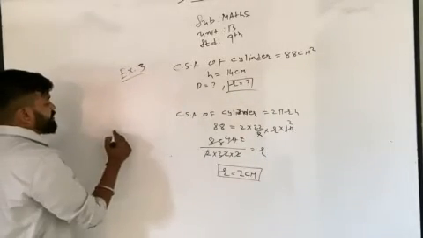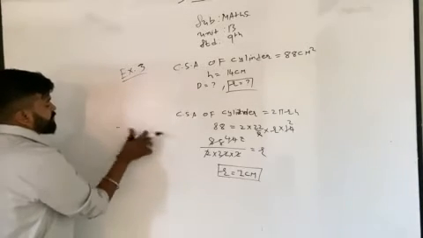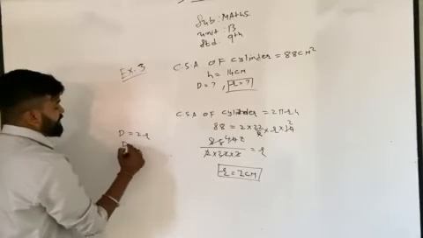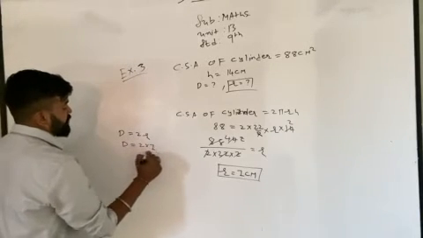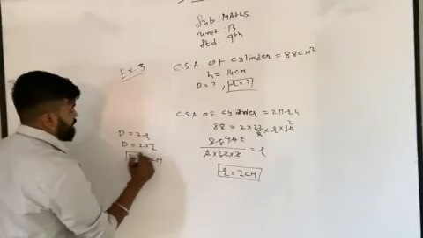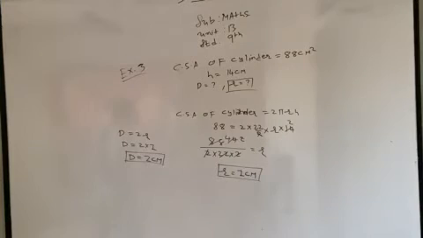We need to find out the diameter. Diameter is double of radius. So the value of D will be 2 multiplied by 1. So we can say that here the diameter is 2 centimeter.